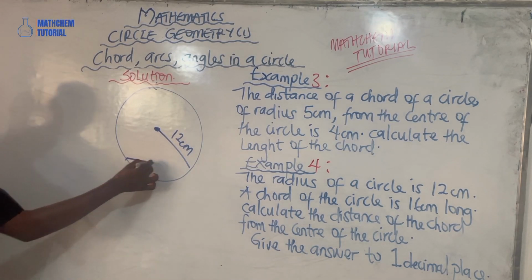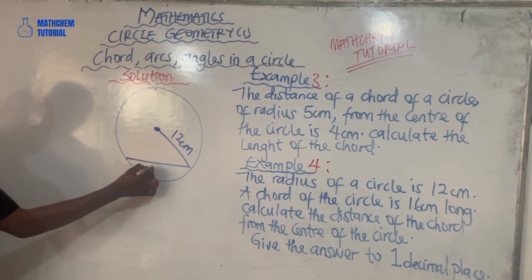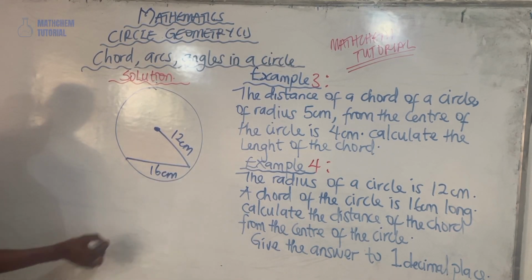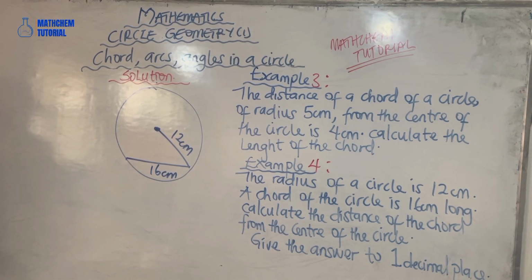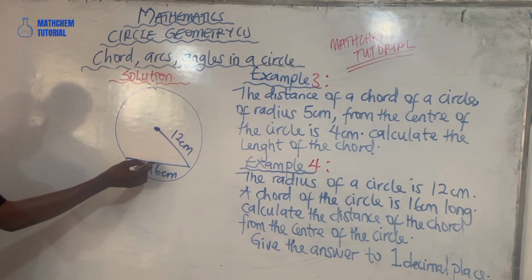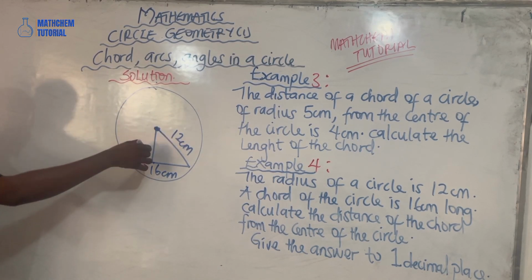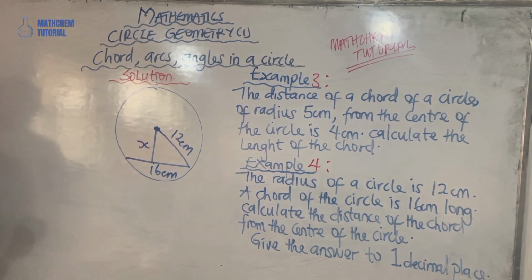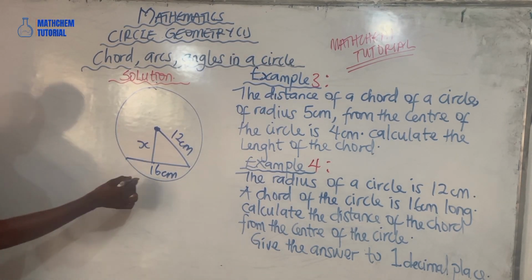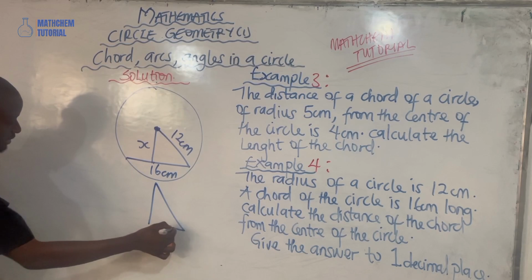This is also a chord, don't forget. So it's 16 centimeter long. That's the chord. Calculate the distance of the chord from the center of the circle. The distance of this chord from here, let me name it x. So it's still the same method, the same procedure as our previous example. I think example 1 also looks like this. So I will extract my triangle out.